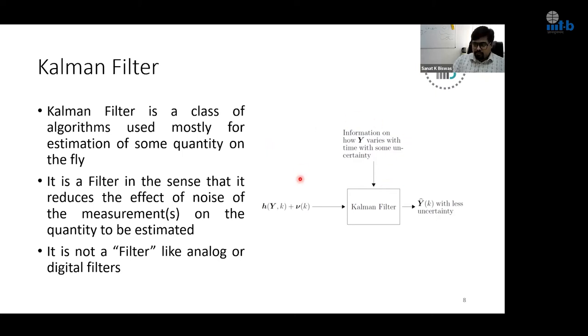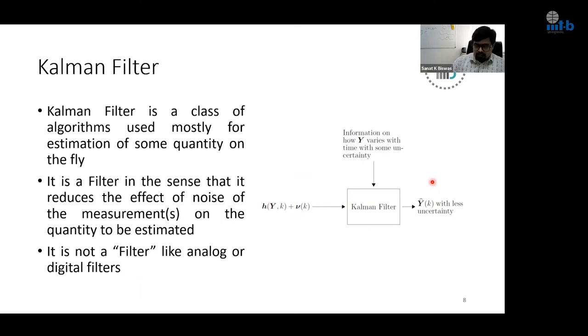So you have two sets of information. One is your observation that you can see here. First thing is that Y is some vector that we want to estimate. For our case, it's position and velocity stacked together, which becomes a 6×1 vector. Our measurement is a function of this Y, and k is the discrete time interval, 1, 2, 3, 4. H could be a nonlinear function, and mu is some noise. As I was saying, all the measurements will have some noise, some errors. That is one set of information.